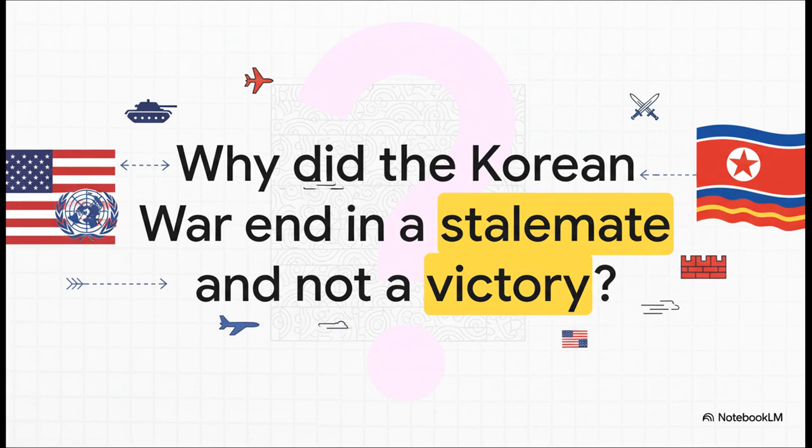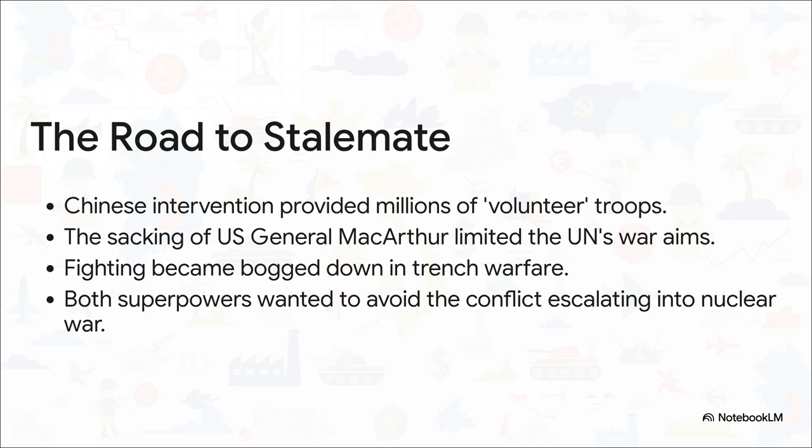Now, this is a classic exam question, so listen up. With the immense power of the United States and the backing of the UN, how on earth could they not defeat North Korea and China? It seems like they had all the advantages, right? Well, it was way more complicated than that. The answer really comes down to these factors here.